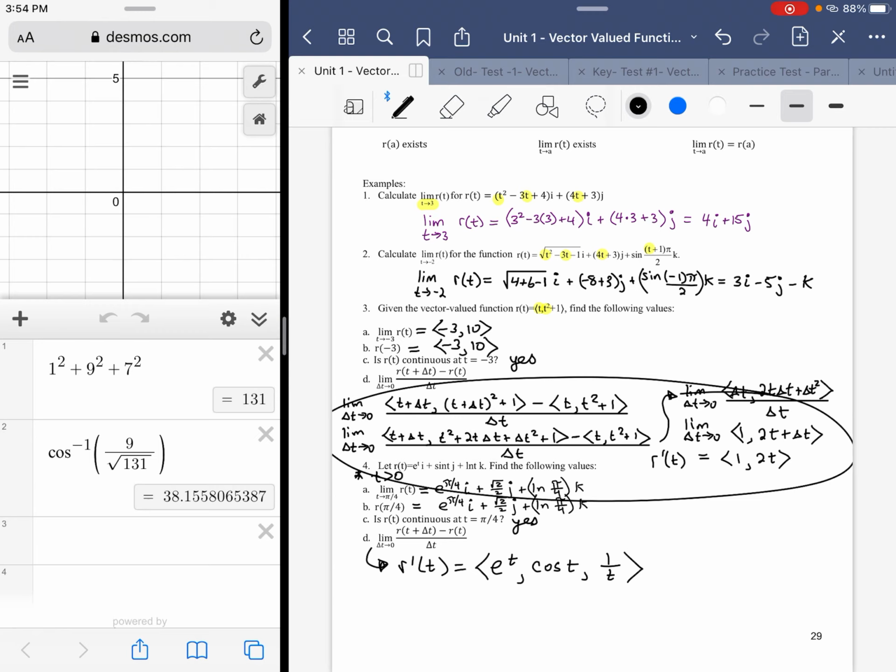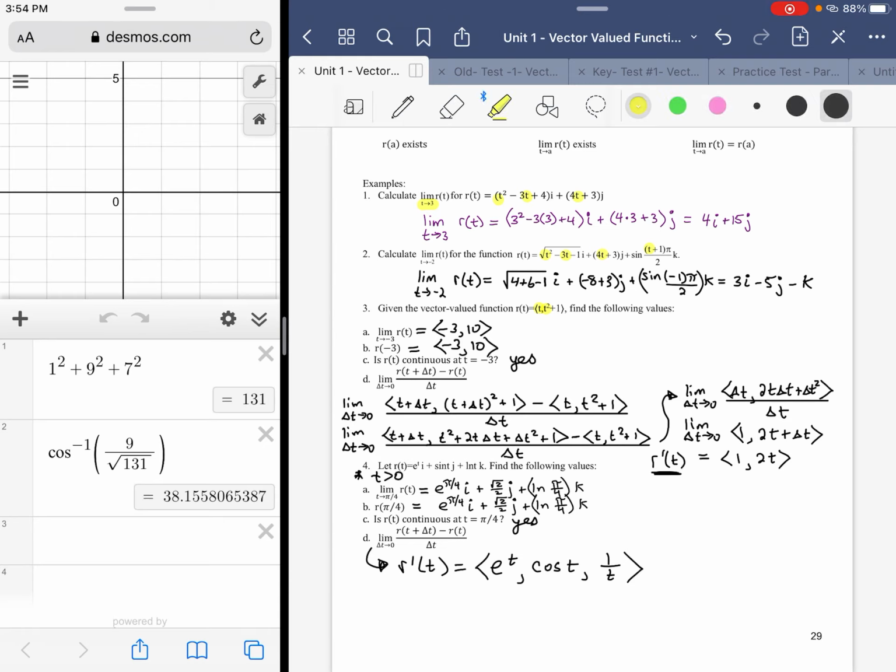So instead of doing all this stuff here, you could jump right to it, but only because we made the realization that this notation here is implying a derivative, a first derivative.